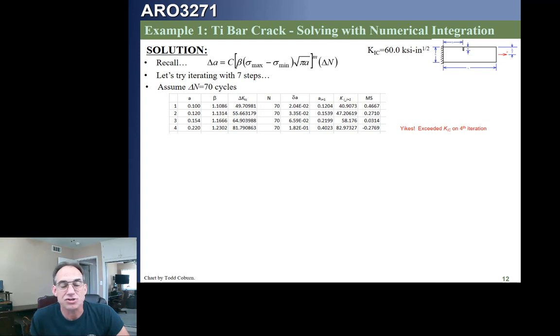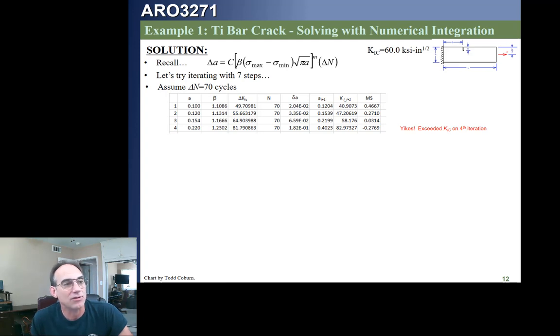If that has positive margin of safety, we continue. We now take that AI plus 1, 0.1204, and go to the next step and use 0.1204 in step 2. We calculate beta, we calculate our delta K. We plug in the 70 cycles, and then we calculate our delta A. We add that delta A to our initial, which was 0.1204, to get a new final crack length. We calculate our K1, and we find we still have positive margins. So we take the crack length of that step and bring it to the next step.